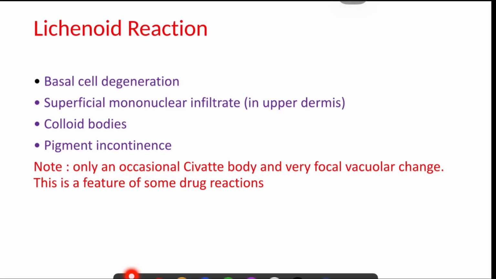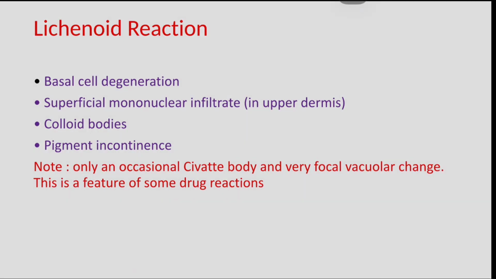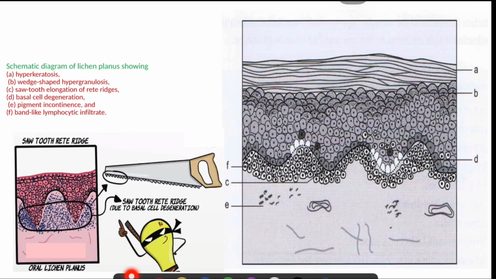So, what is lichenoid reaction? One is basal cell degeneration, superficial mononuclear infiltrate in upper dermis, colloid bodies and pigment incontinence. Only an occasional colloid body and very focal vacuolar change is seen. This is a feature of drug reaction, right. So you may find this type of feature, but if you find only few or focal vacuolar change, then it is a drug reaction.